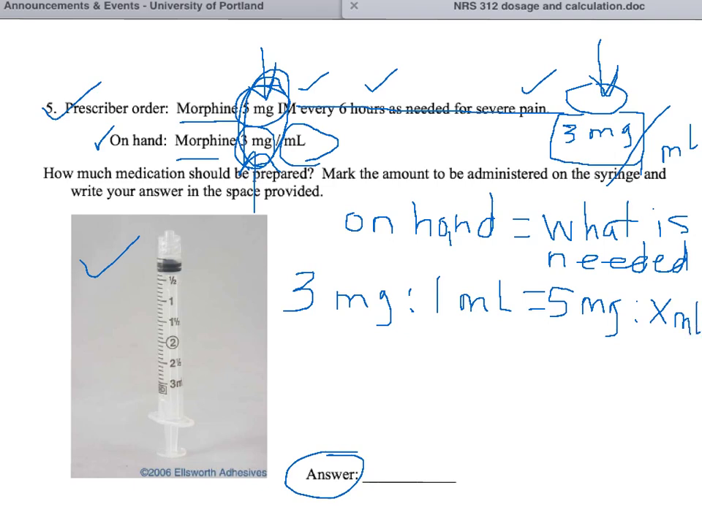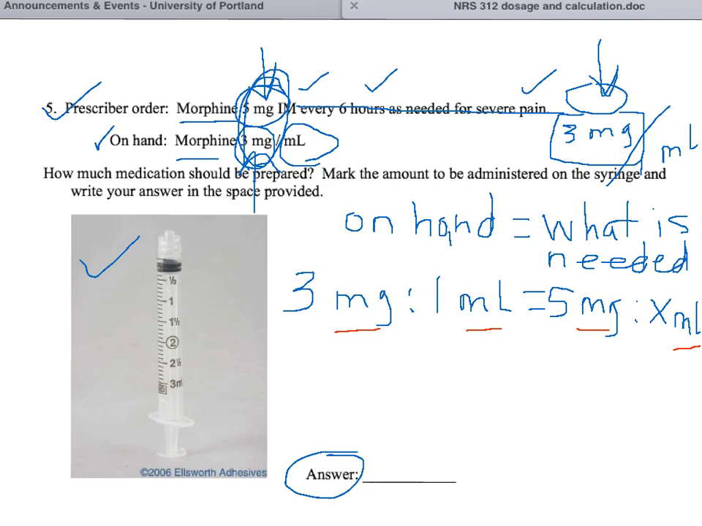So the next thing that you want to do in this type of equation is to make sure that your unit doses are in the same place. Milligrams are in the first place on this side of the equation. Milligrams are in first place on that side of the equation. Milliliters are in second place on this side of the equation. Milliliters are in second place on that side of the equation.